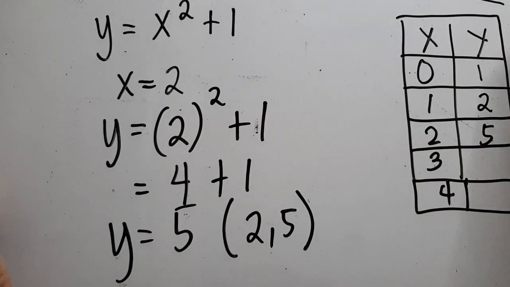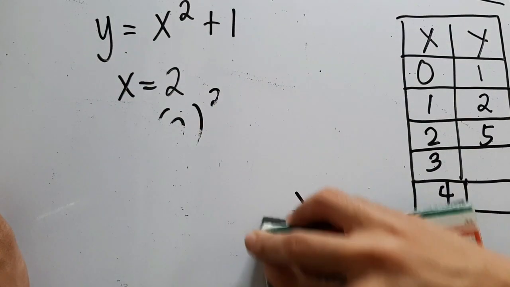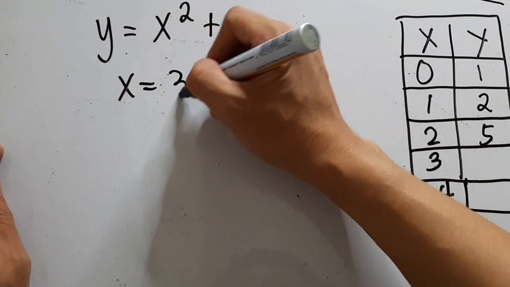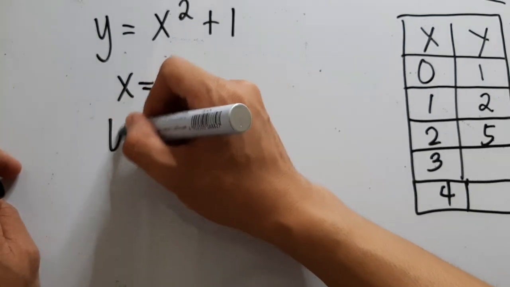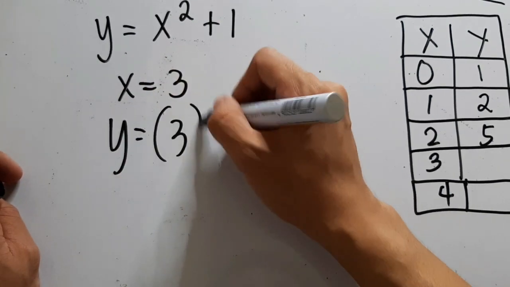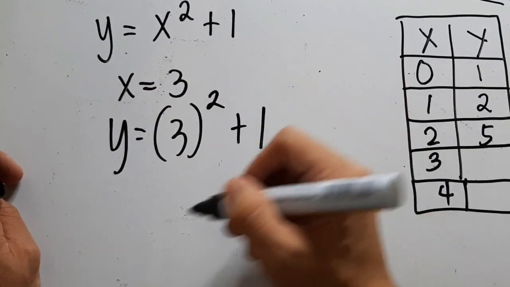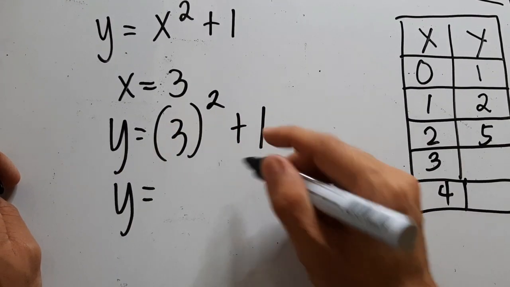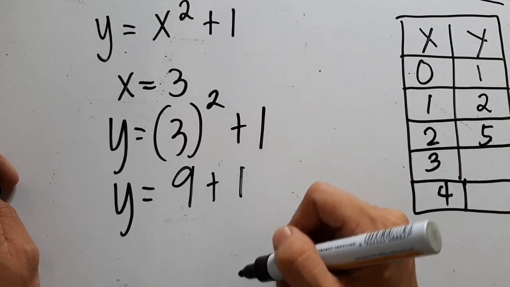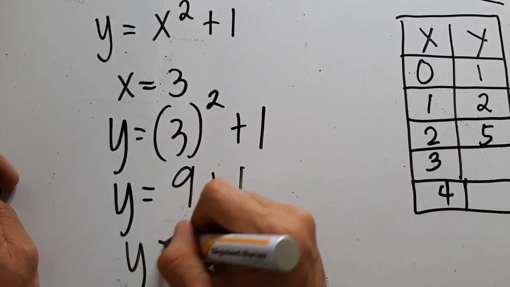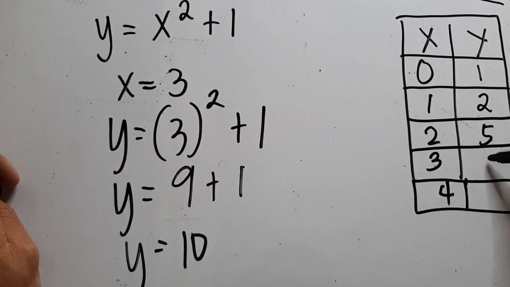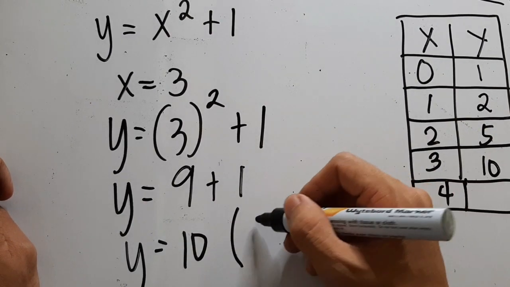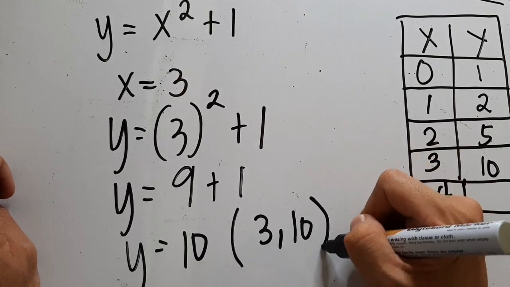Paano naman kapag ang ating value ng x ay equal siya kay 3? Kapag equal siya kay 3, let us substitute the value of x into 3. Y is equal to 3 square plus 1. So, we have y is equal to 3 times 3 is 9 plus 1. So, 9 plus 1 is equal to 10. The value of our y is equal to 10. Ngayon, ang ating ordered pair ay 3 and 10.